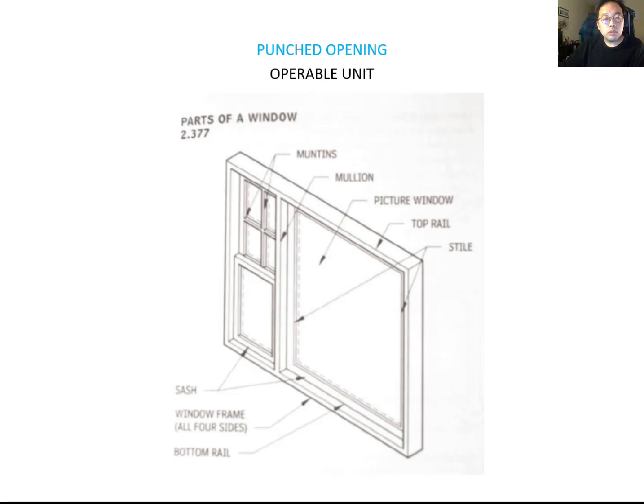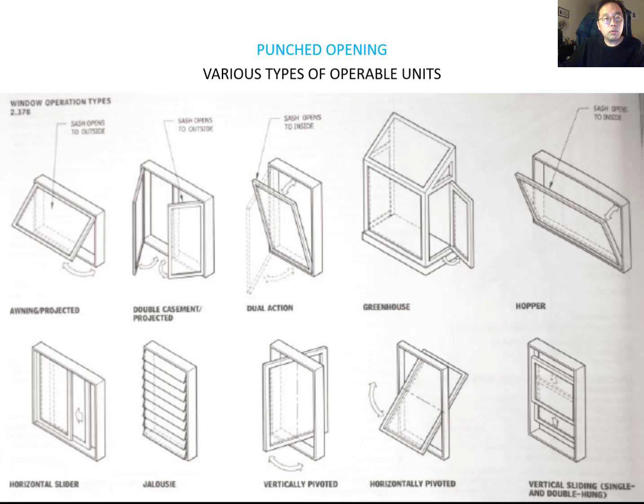And we can also consider the operable unit. The operable unit requires an operable part for ventilation. It has various types of operable units, so I'm going to introduce the various operable units today. We start with the awning window, then we talk about the casement, and also the hopper, and also the pivot window today. So let's talk about the awning.